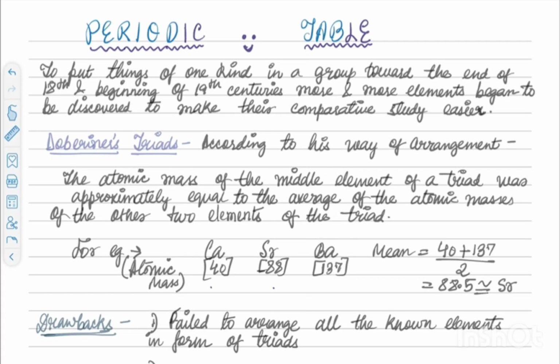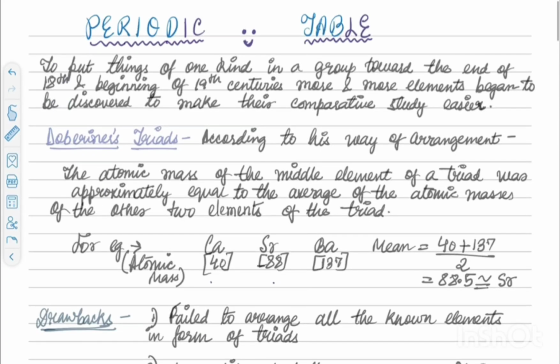In my channel, I have already discussed the periodic table, quite a good classification with it. However, today I will discuss the history of the periodic table: from where it started, how the elements were first discovered, and what changes were made later on. So, let's start with this.